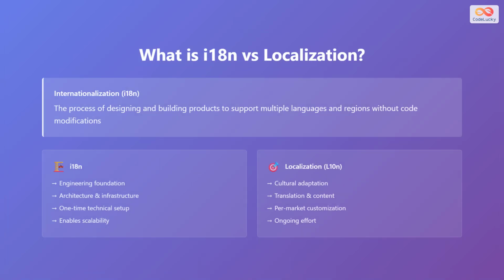It's important to understand the distinction between i18n and localization, often abbreviated as L10n. i18n is the engineering foundation. It's the architecture and infrastructure you build into your product to support multiple languages. Think of it as preparing your house to accommodate guests from different countries. Localization, on the other hand, is the cultural adaptation layer. It's the actual process of translating content, adapting designs, and customizing your product for specific markets. i18n is a one-time technical setup, while localization is an ongoing effort per market.